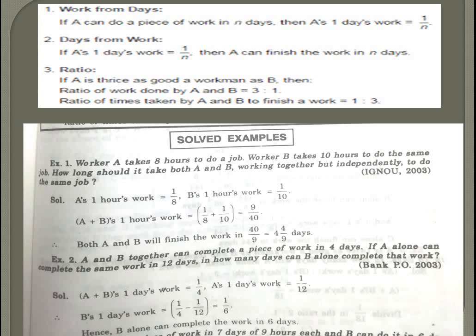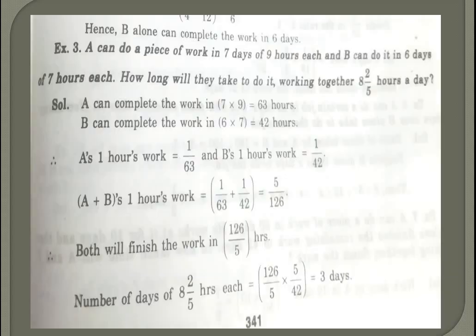Next, example 2. Here A and B together can complete a work in 4 days, which is given as A plus B's 1 day's work is 1 by 4. And if A alone can complete the same work in 12 days, A's 1 day's work is 1 by 12. And I have to find B alone, that is B's 1 day's work. Which can be identified from the total. We have to subtract A's work, so we get B's work, which is 1 by 6, and I have to write it as 6 days.